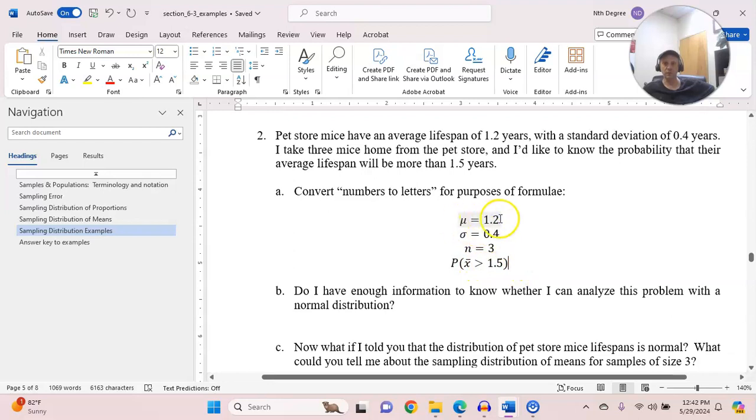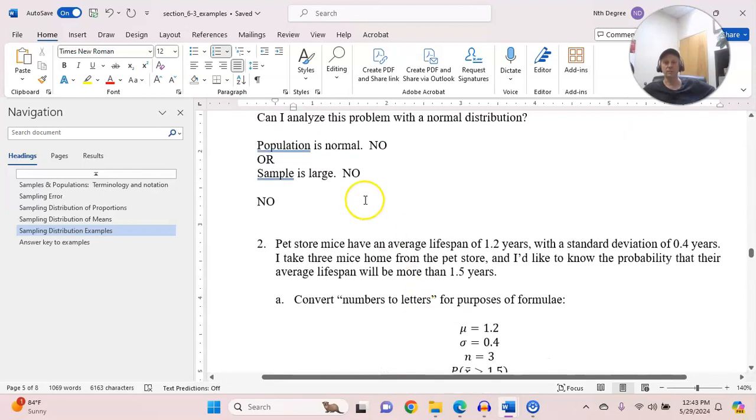Right? So the population mean is 1.2. That's for all the pet store mice in the whole wide world. The x bar is just the mean of these 3 mice that I take home. That's the difference between a sample and the population. I want to find out what's the probability that these 3 little creatures will live to be an average of more than 1.5 years. So part B of the question says, do I have enough information to know whether I can analyze this problem with the normal distribution? Well, that's very similar to question 1, isn't it?